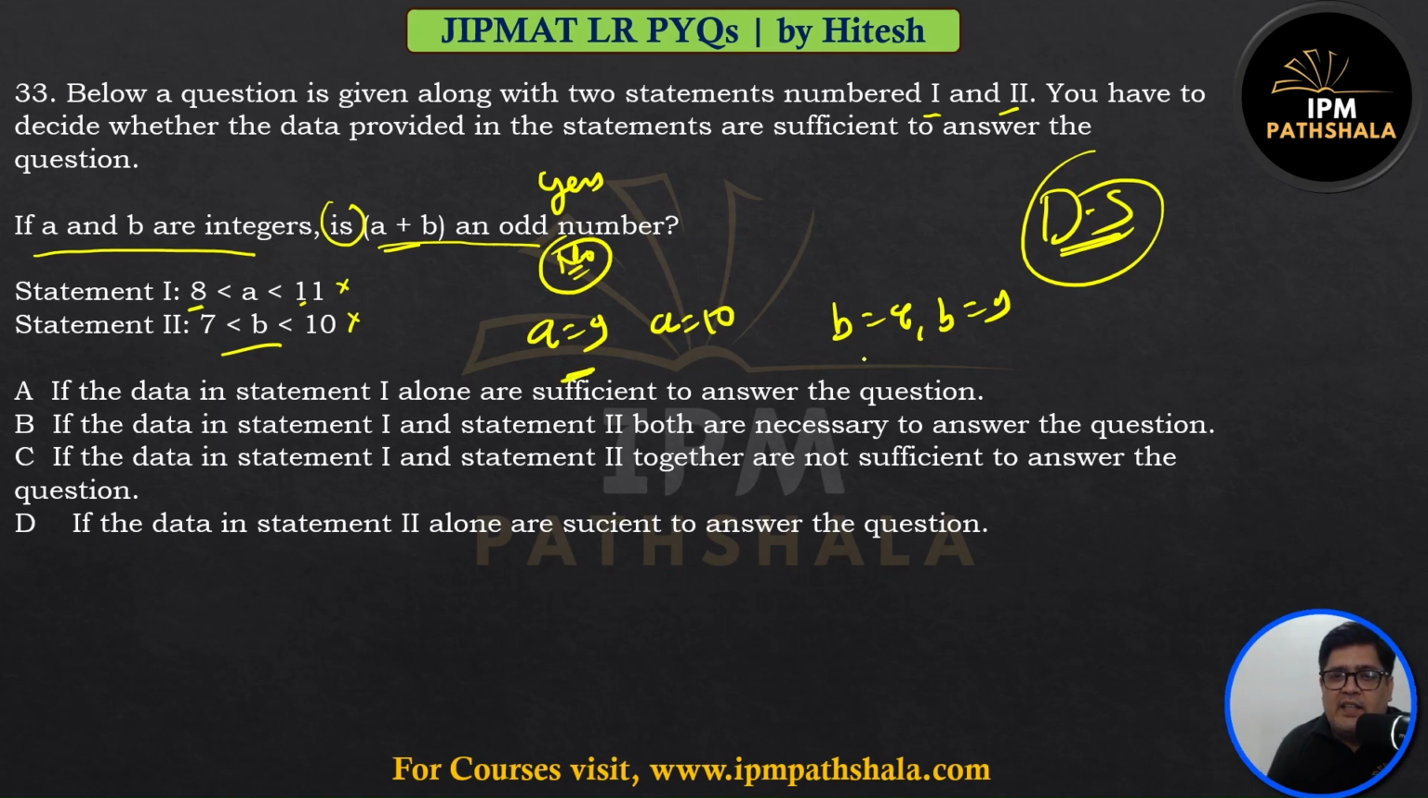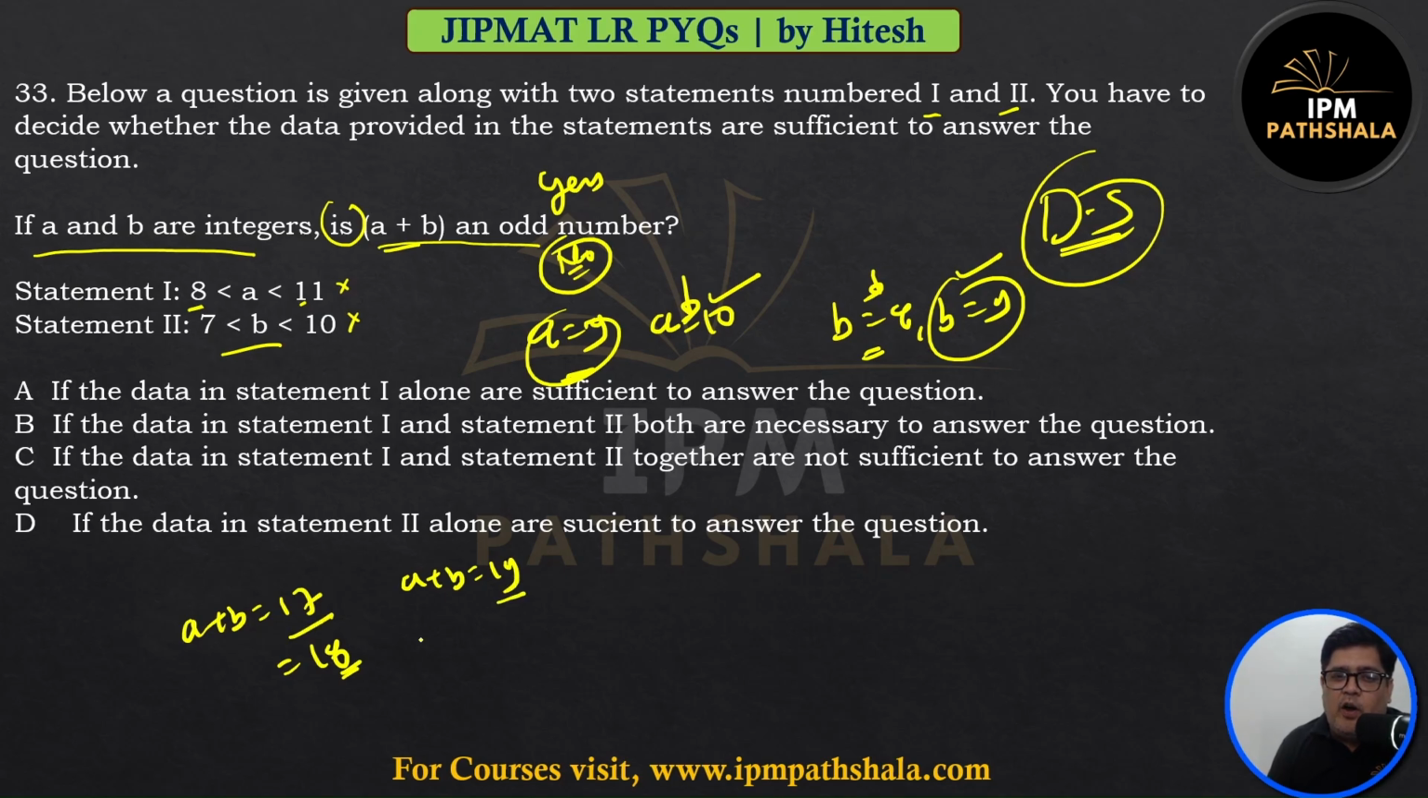Now, if this is A and this is B, A plus B is 17. If this is A and this is B, A plus B is 18. If this is A and this is B, A plus B is 19. So A plus B might be odd. It might be even. You and I cannot answer this. The question cannot be answered if statement 1 and statement 2 together are not sufficient to answer the question.